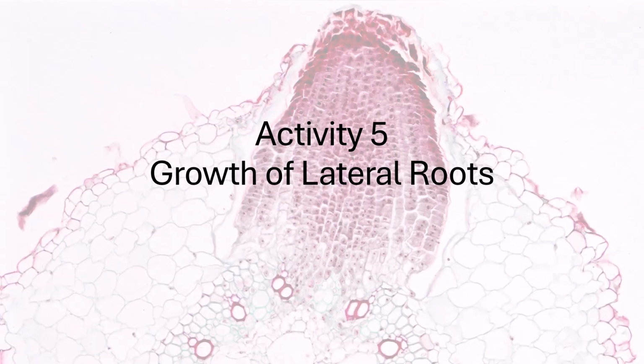In this activity, you're going to focus on how lateral roots, or branch roots, form and grow out of an existing root. You've already learned that roots don't just grow longer, they also branch, and that branching is critical for increasing surface area for absorption and anchorage. Your goal here is to use slide images of a salix, or willow, root to identify where lateral roots originate and to see how they connect back into the vascular system of the main root.